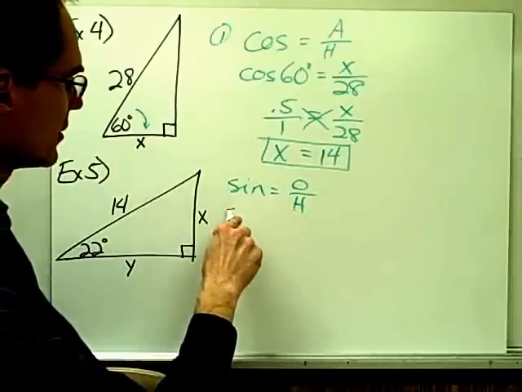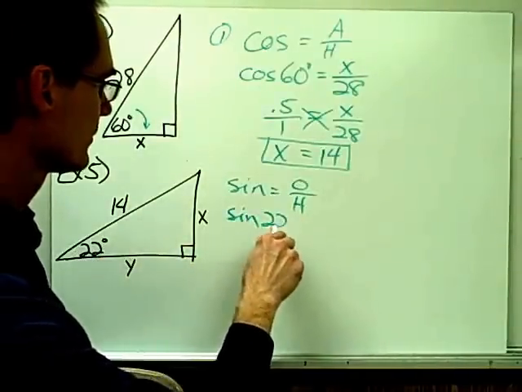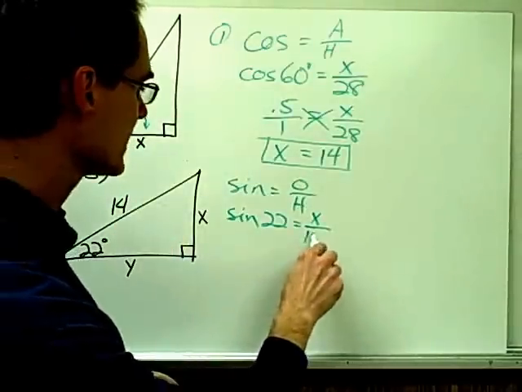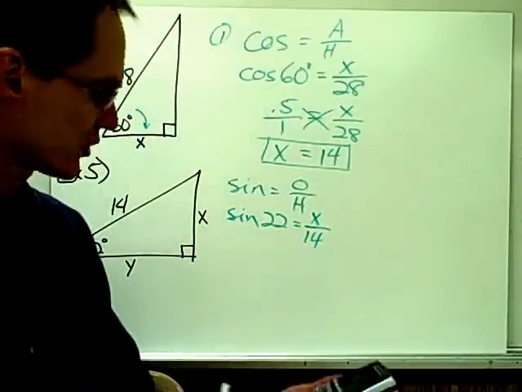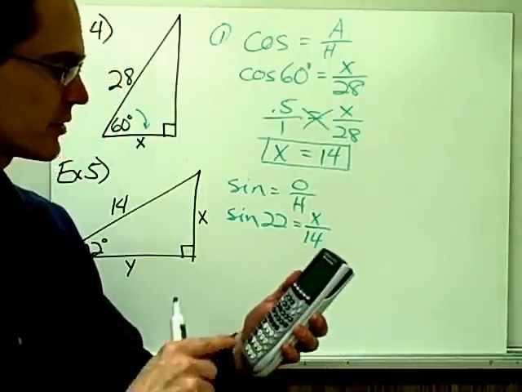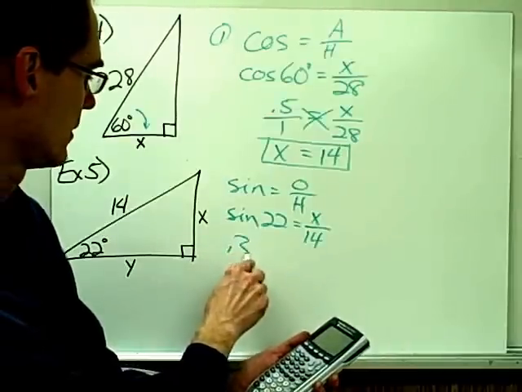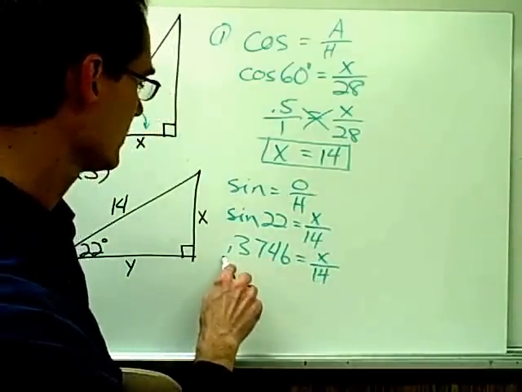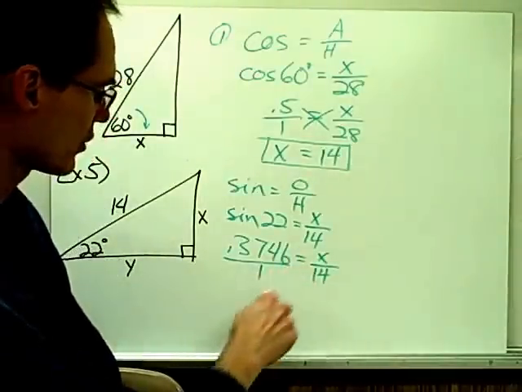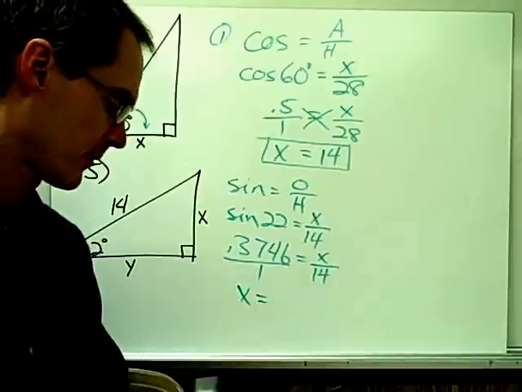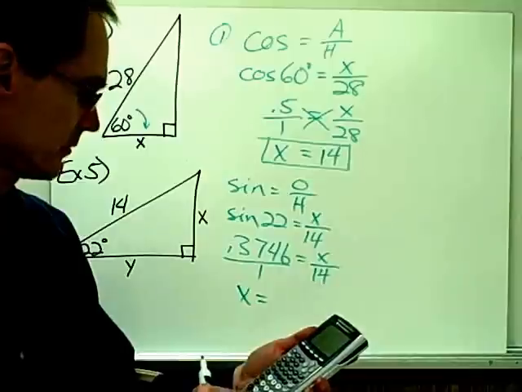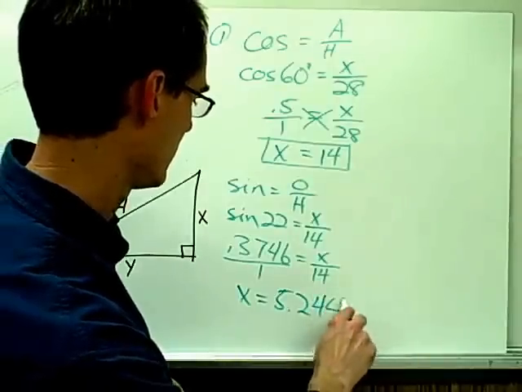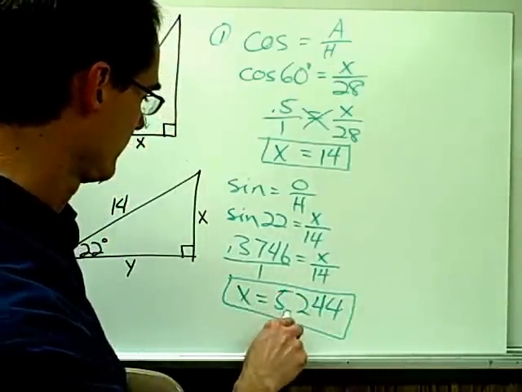Let me fill in my information here. Sine of what angle? 22. Sine is opposite over hypotenuse, so my opposite side is X, my hypotenuse is 14. And I have my equation set up. Let me start by finding the sine of 22 degrees. I put that in my calculator and I get 0.3746. So 0.3746 equals X over 14. I put this over 1 so it looks like a proportion. I cross multiply, I get 1 times X equals 14 times 0.3746, which equals 5.244. All right, so now I have X.